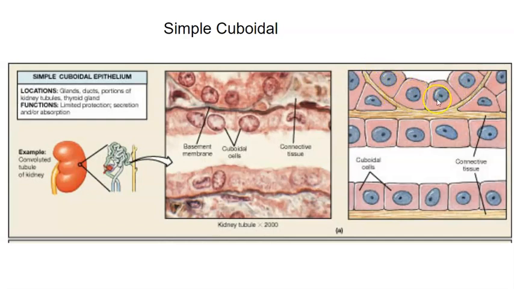So this would be like a cross-section. This would be a longitudinal section. Notice they both appear to be cuboidal, though. Same thing here in the real image. Here is the cross-section. This is a longitudinal section. Notice the basement membrane is visible. The nuclei are also clear.